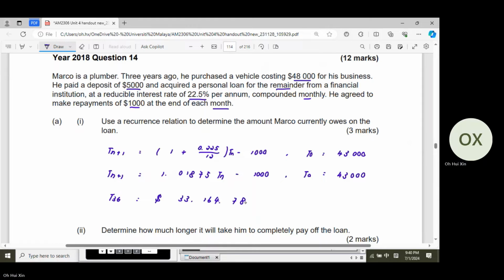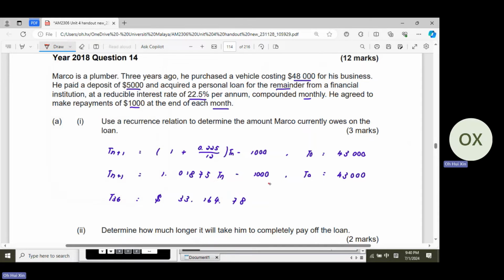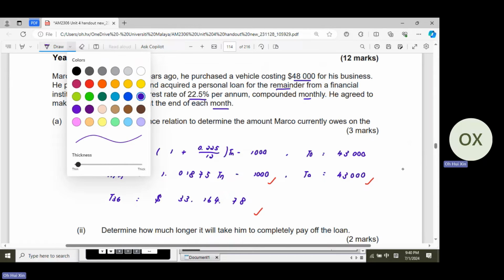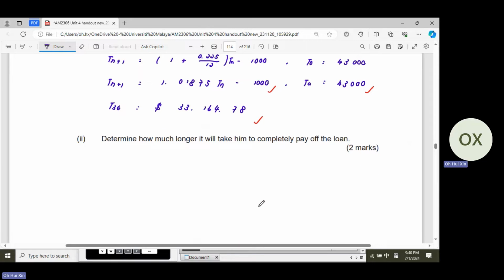And from there we have 33,164.78. So for this question, the 3 marks will be given for being able to write down the recursive rule, then identifying the initial value successfully, which is the value after 5,000, and after that your T36. Okay, so part 2, determine how much longer it will take him to completely pay off the loan.